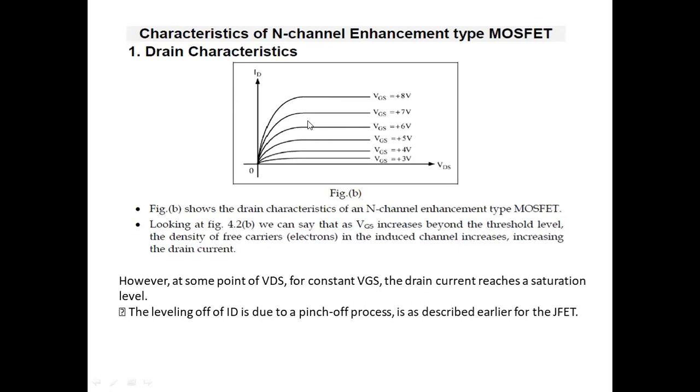Now, from this drain characteristics, VGS is a constant and positive value for each curve. You observe from this that as the VGS increases, from 3 volts to 4 volts, the conductivity also increases, ID increases, 5 volts, 6 volts, 7 volts, 8 volts. As the positive VGS increases, ID also increases.